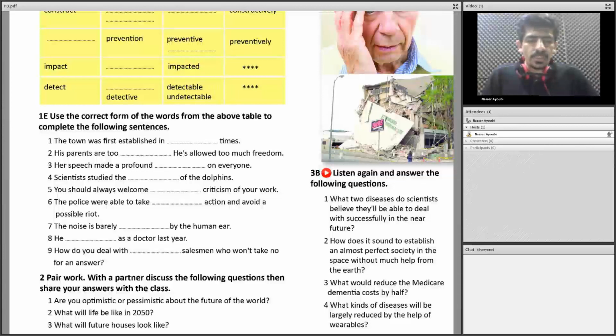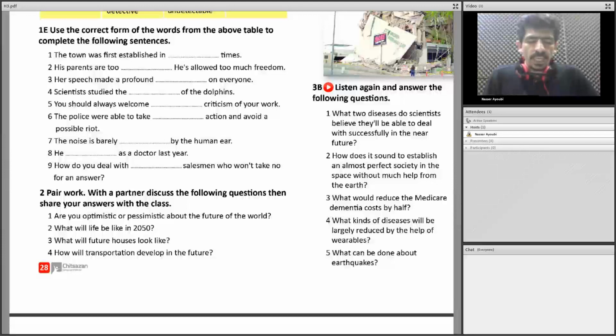Number six, the police were able to take preventive action and avoid a possible riot. A riot is when people behave in a violent way on the streets. Number seven, the noise is barely detectable by the human ear. Number eight, he qualified as a doctor last year. He acquired enough qualifications to be known as a doctor.